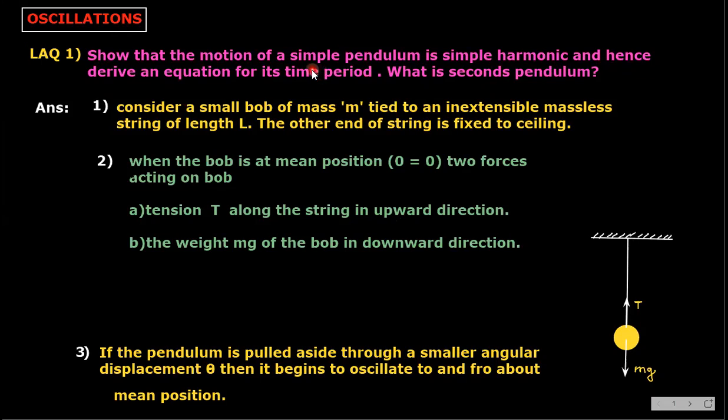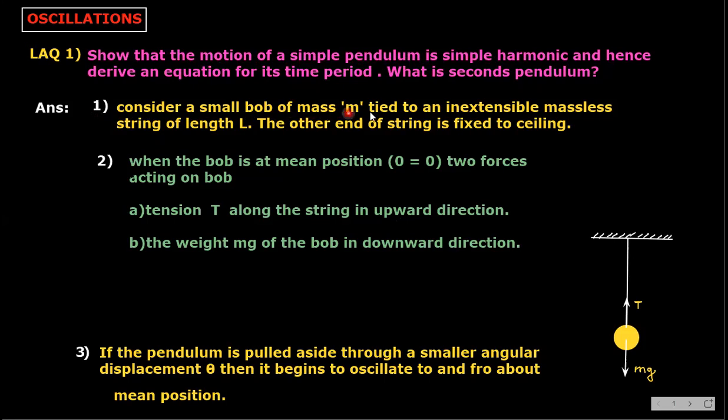So what we have to write first? We have to show that motion of simple pendulum is simple harmonic. This is your first condition. And then we have to derive an equation for its time period. And then we have to write what is seconds pendulum. These are the 3 important parts of this question, we can say. So let's start. First point.